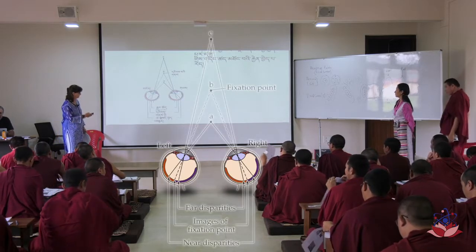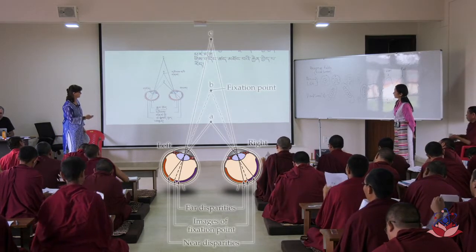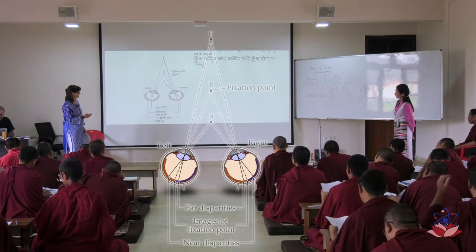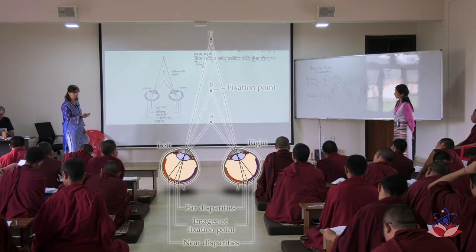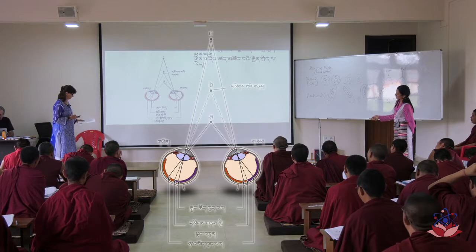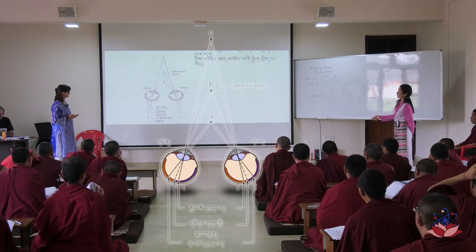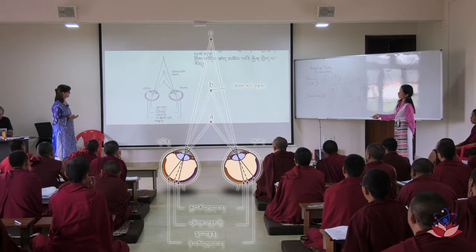So in this diagram, the two eyes, your left eye and your right eye, imagine that you have a fixation point A.